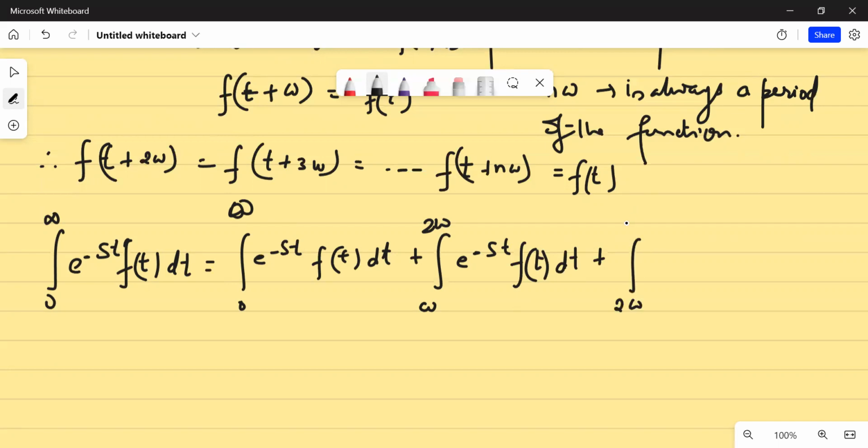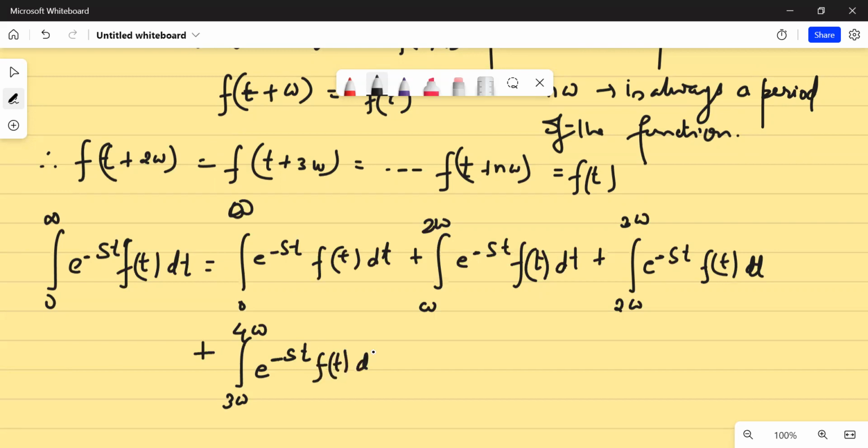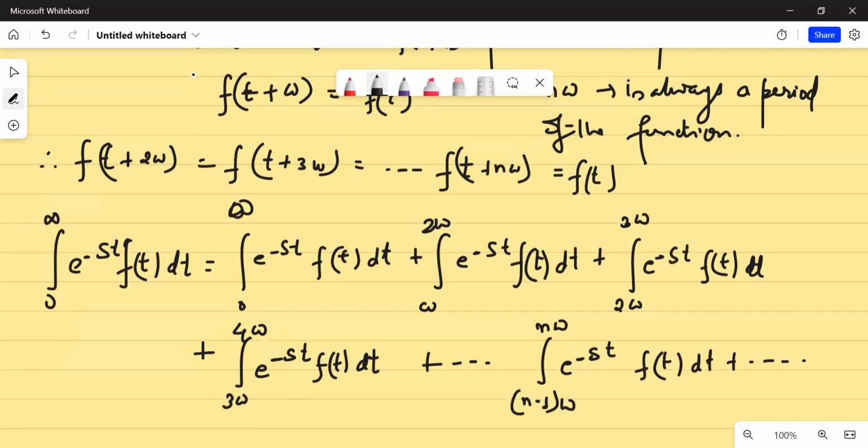Therefore, here I'm going to e की power minus st and f(t) dt, plus integration 3ω to 4ω e की power minus st, then you have this term f(t), और इस तरीके से आप चलते ही जाओगे. Is that clear?